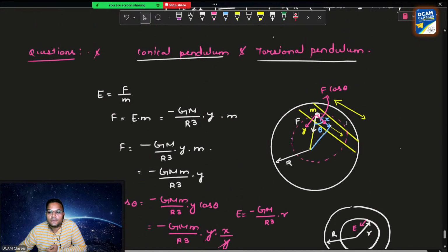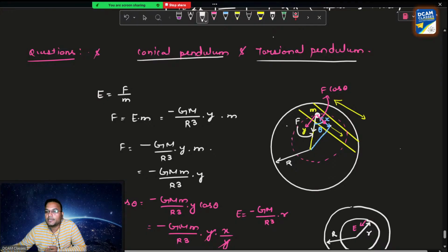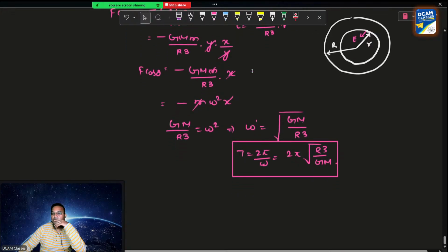This is the case of a tunnel dug along the chord. Then the force which is responsible for doing SHM is actually the component F cos theta. This is a force F. So the result you need to remember is that whatever tunnel you dig, in whatever direction along the earth, you are going to get the same result for the time period. It won't change.